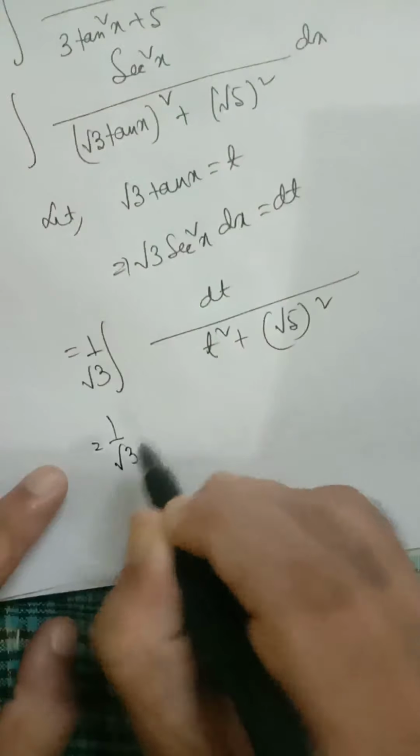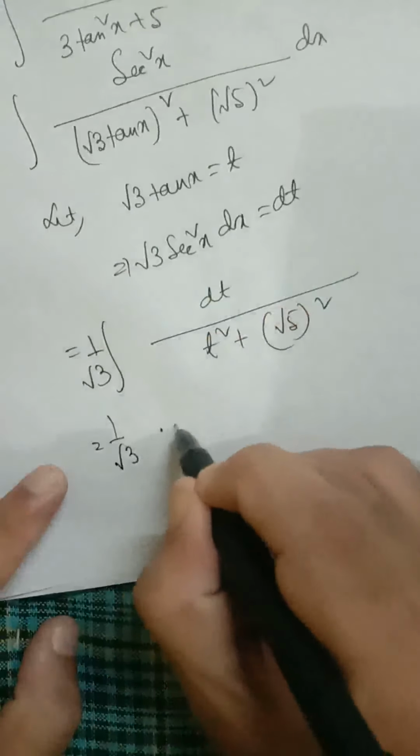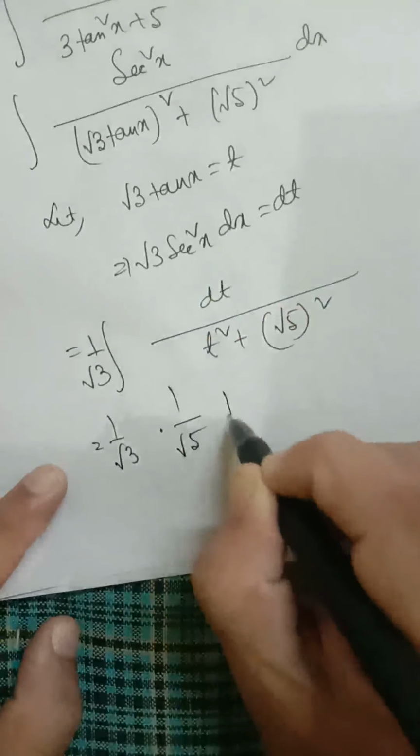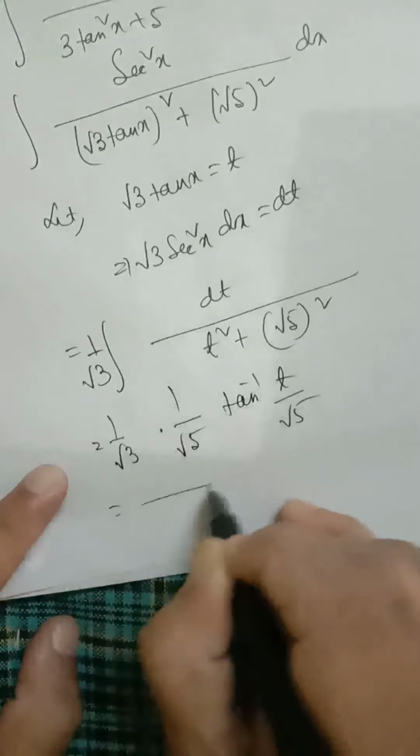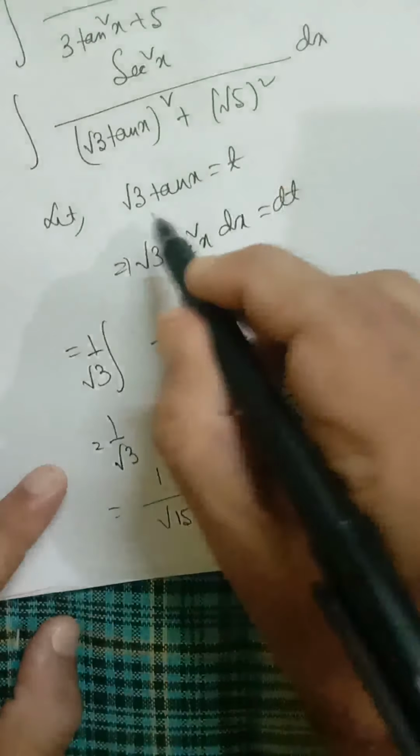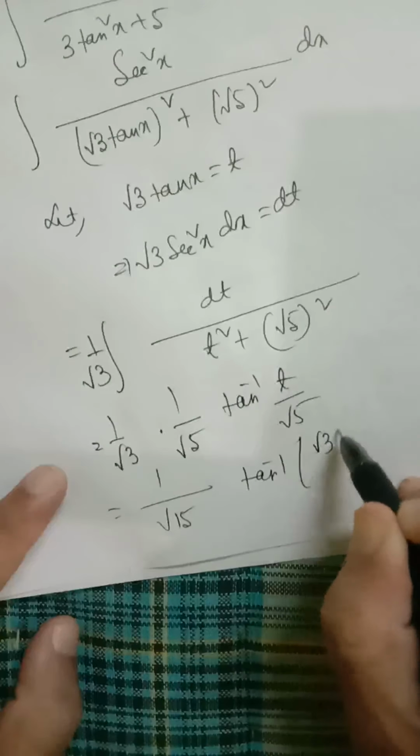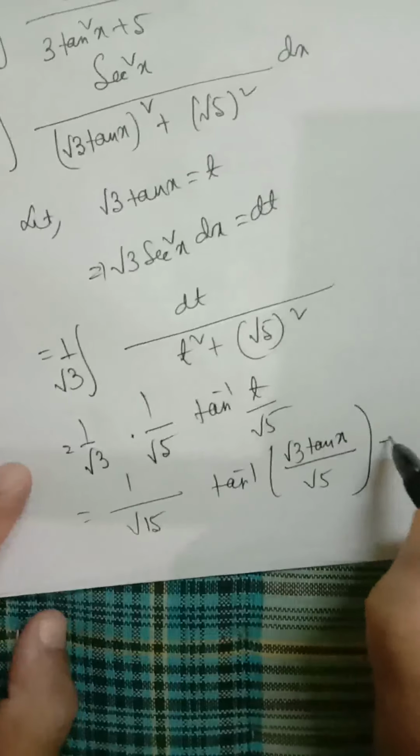So this integral is of the form dx by x square plus a square. So its integration will be 1 by a tan inverse of x by a. So 1 by root 15 tan inverse of t, where t is root 3 tan x, so root 3 tan x by root 5, plus c.